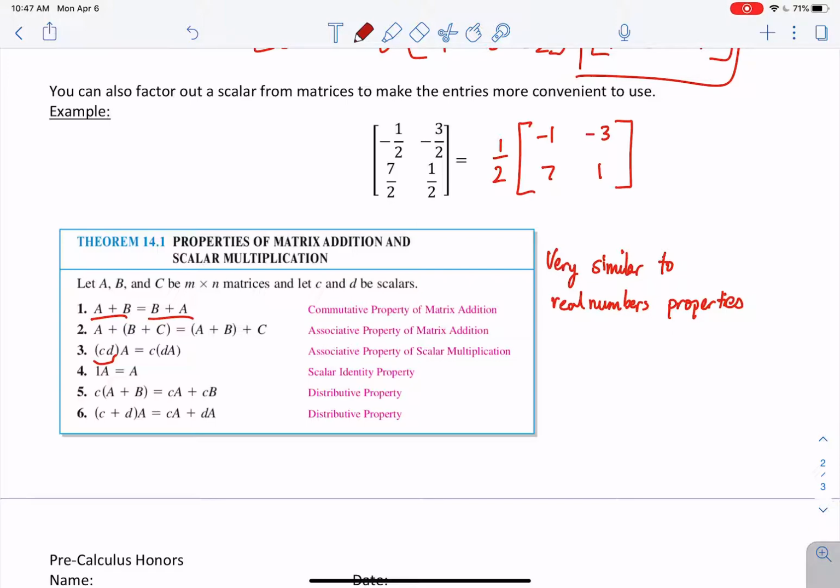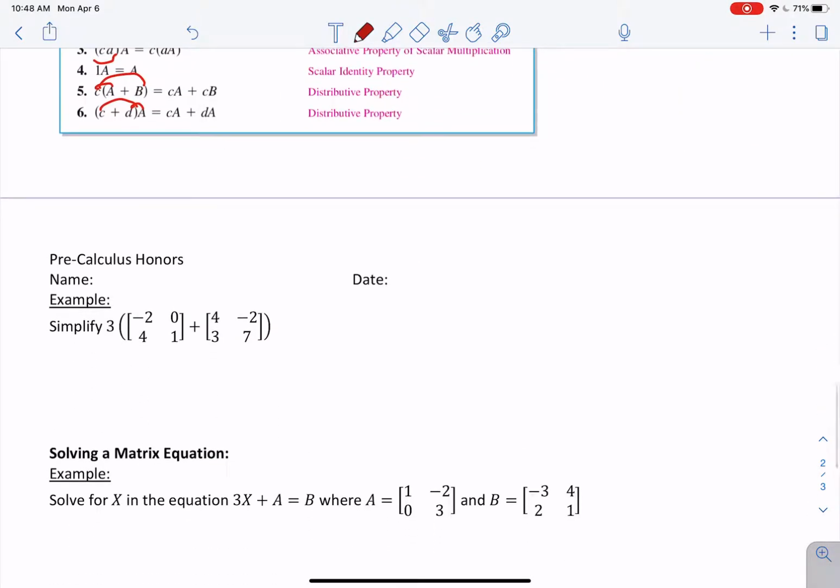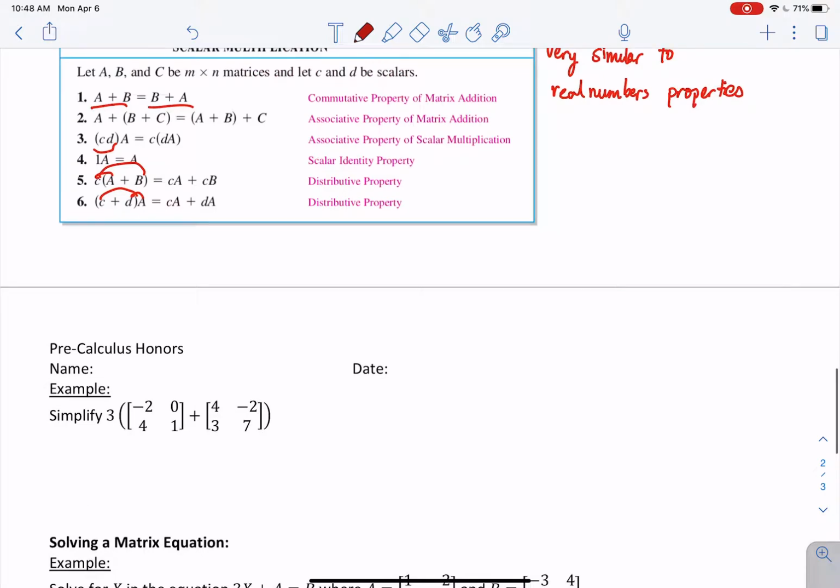If you scale a matrix by 1, it stays the same. That's called the identity property. And then you can distribute scalars across matrices, or you can distribute multiple scalars to the same matrix, or you can do one scalar to 2 different matrices. It distributes the same way. So let's try putting those properties into effect.